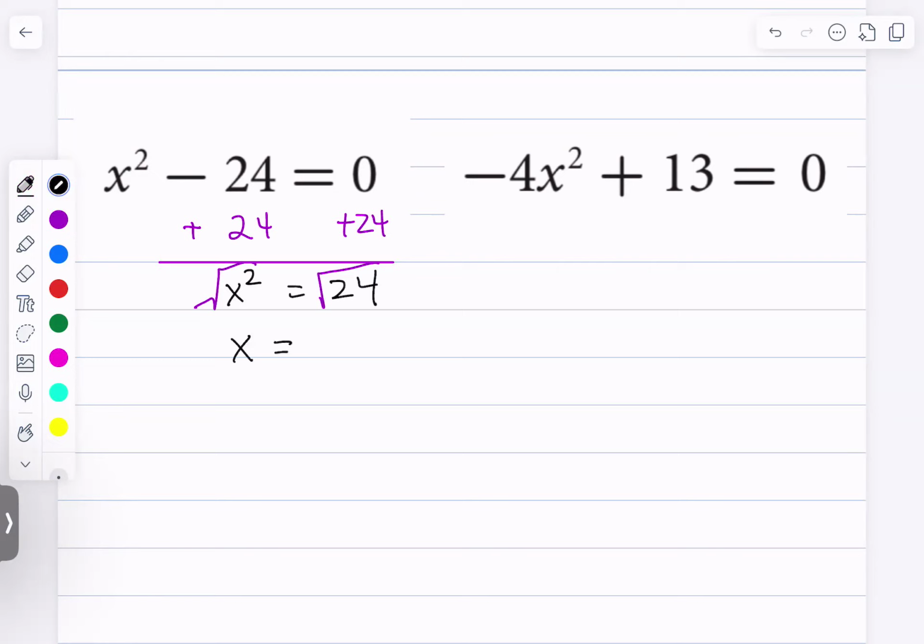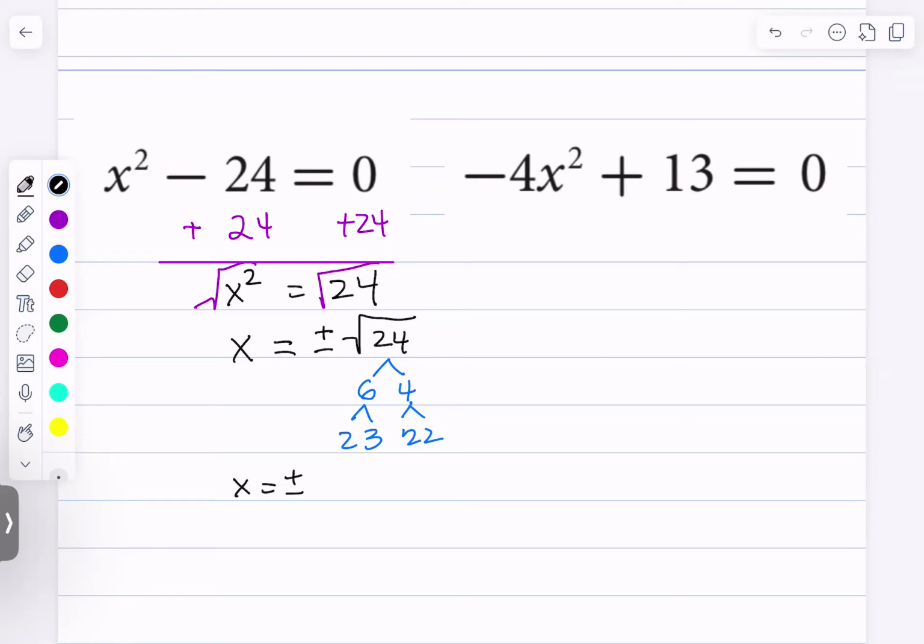I cannot stress this enough. When we square root and we're solving for x, we need that plus or the minus. Okay, because it represents both numbers. 24, I can break that down into 6 times 4, 2 times 3, and then 4 is 2 and 2. It doesn't matter how you break it down. You're going to come out with the same answer anyhow.